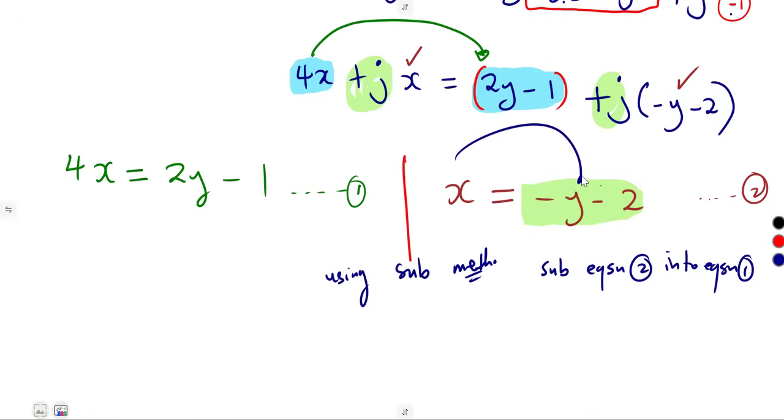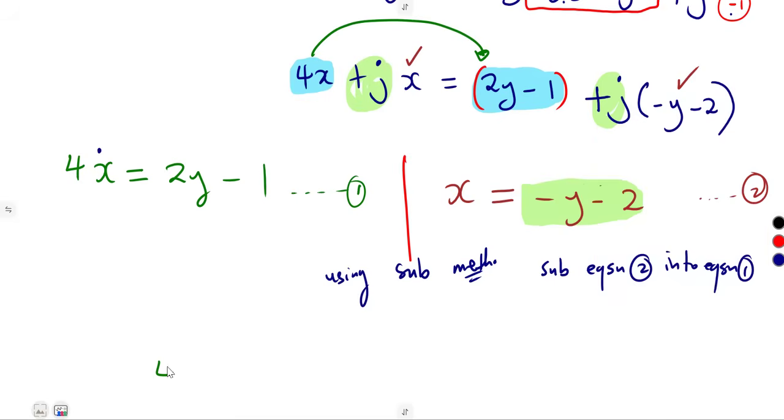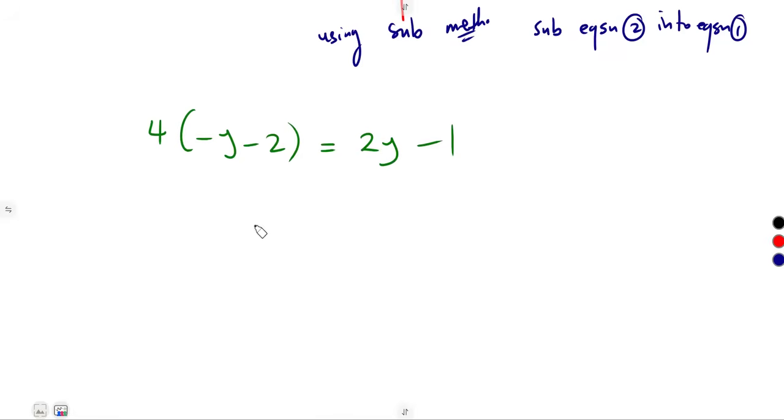That's x of equation 2, this one. We put it in equation 1 in place of x. So that is 4 into x. Our x is this, minus y minus 2, which is equal to 2y minus 1. Let's solve for y. As we can see, there is only y here, so we can distribute 4 times negative. That's negative 4y. 4 times negative 2, that's negative 8, equal to 2y minus 1.